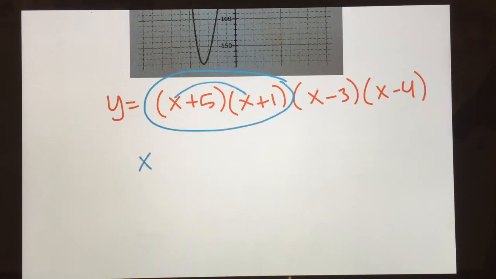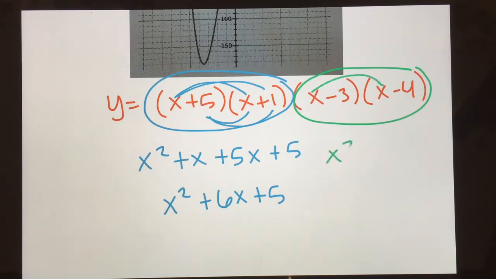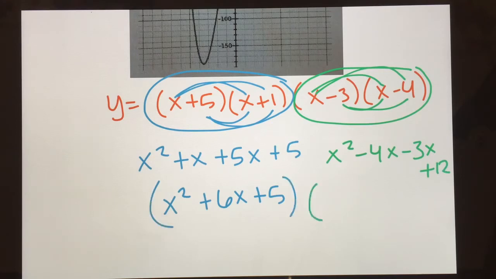So I get x squared plus x plus 5x plus 5. And if I combine my like terms, that's what I would get. And then I can also just multiply these last two parentheses together, and that will save me a little bit of time, so I don't have to get something bigger and bigger. Multiply things one at a time. So x times x is x squared, negative 4x, negative 3x, positive 12. So go ahead and put that in parentheses. So this is x squared minus 7x plus 12. And then I'll drop down the y equals because that's all I have.